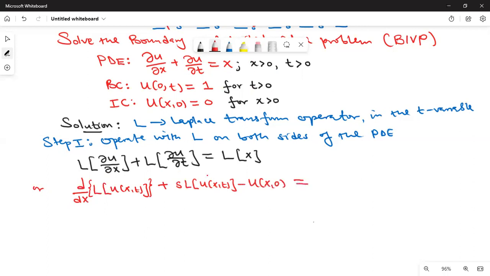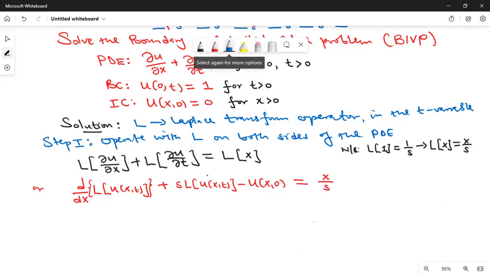This is equal to, x is a constant, the transform of a constant. Remember, I want us to take note that the Laplace transform of 1 is equal to 1 over s. So this therefore means that the Laplace transform of x will give us x over s. So on the right hand side we'll have x over s.